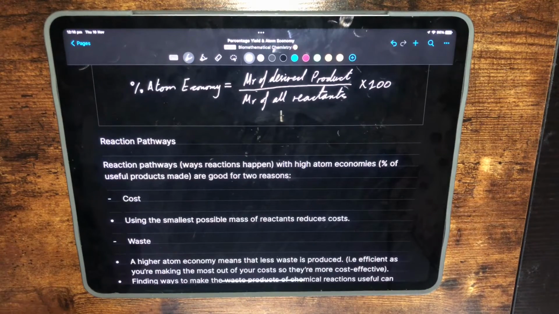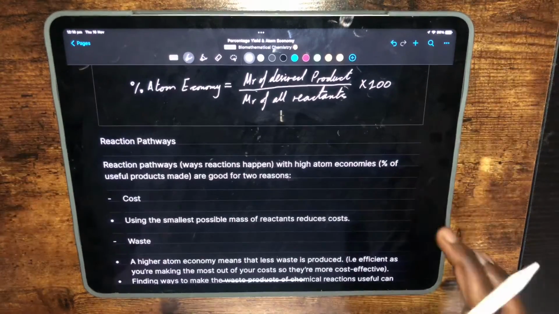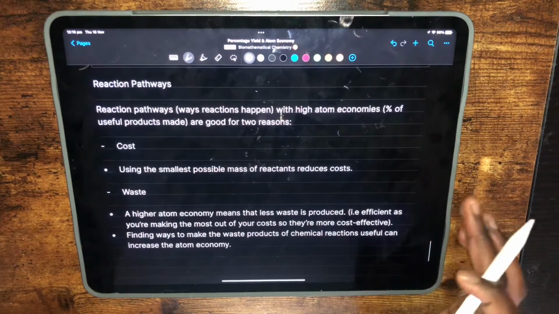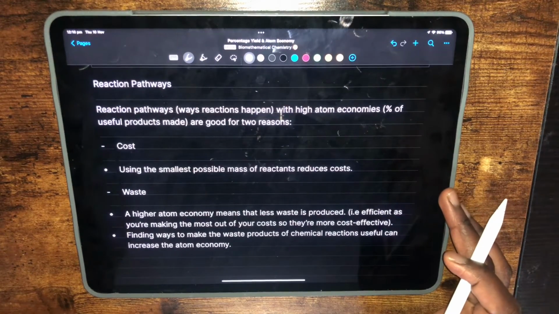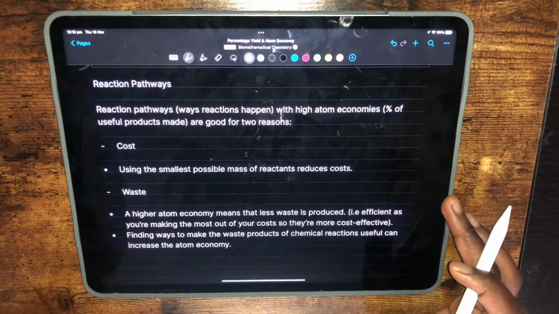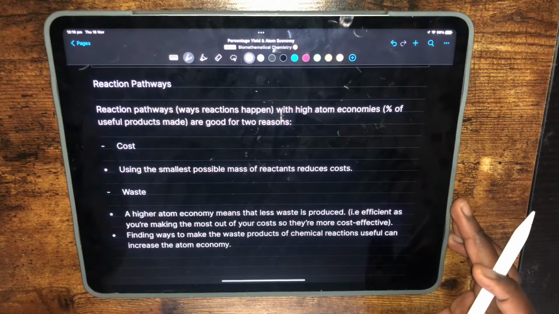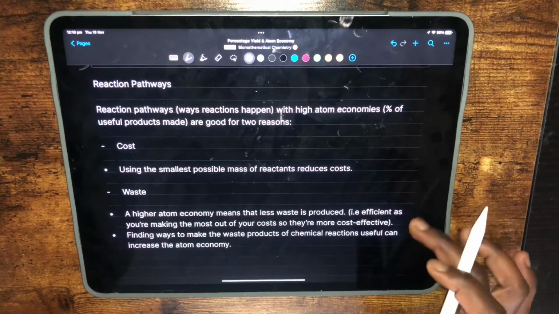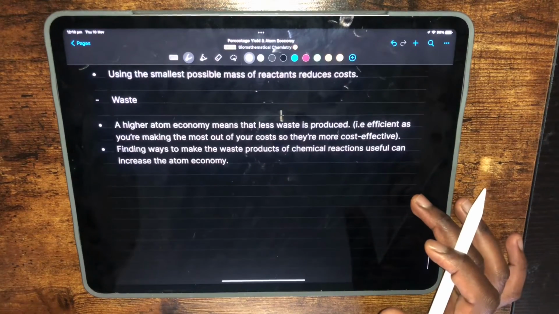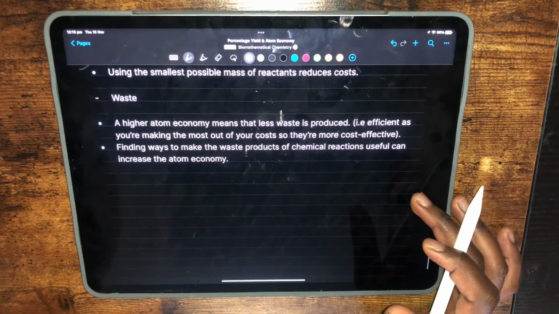Reaction pathways with high atom economy, which is the percentage of useful products made, are good for 2 reasons. For cost, using the smallest possible mass of reactants would reduce costs. And for waste, a high atom economy means that less waste is produced, i.e. it's efficient, as you're making the most out of your costs, so they're more cost effective. And finding ways to make waste products of chemical reactions useful can increase the atom economy.